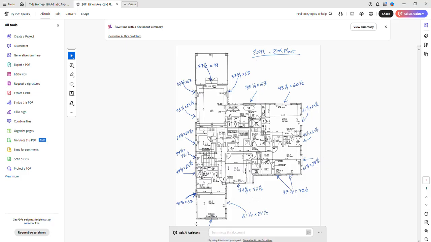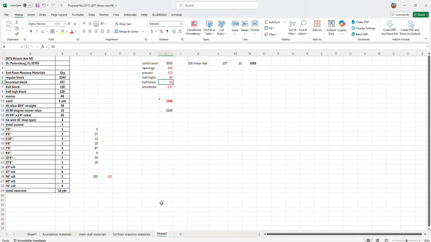So I like, you know what? I'm just going to send out 110 halves. So that's what I'm going to order. I'm going to order 110 halves, 120 half highs.